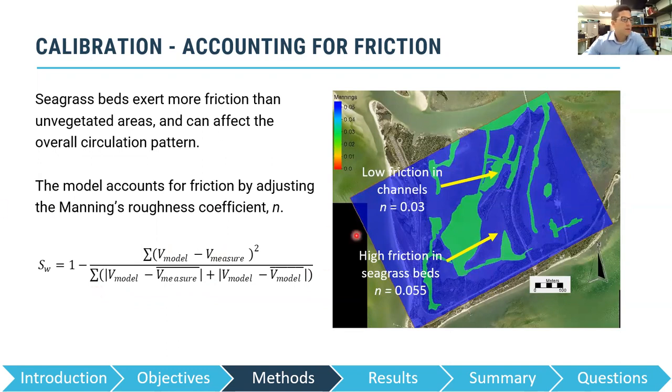So when we used a friction value of 0.03 for the channels and 0.055 for the seagrass beds, we were able to achieve a Willmott scale of 0.97, which is very high. We were totally satisfied with that. And so we decided to use those friction values for all of our subsequent model runs.